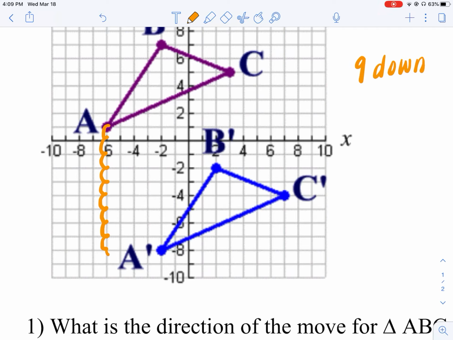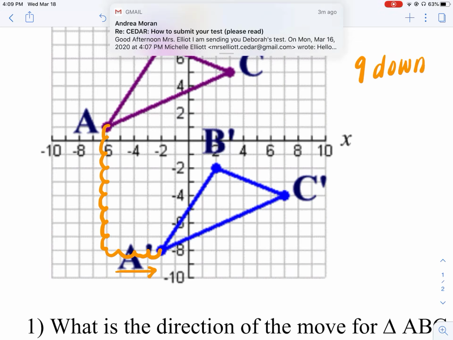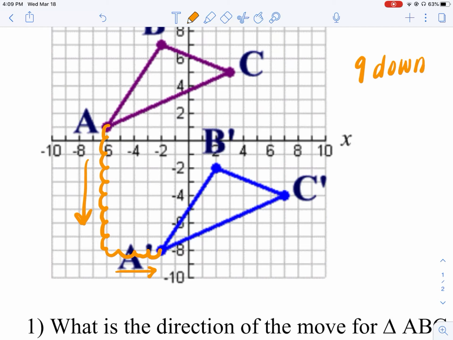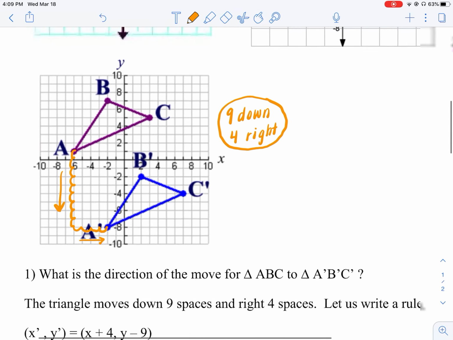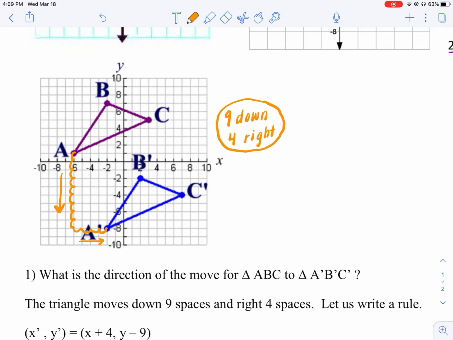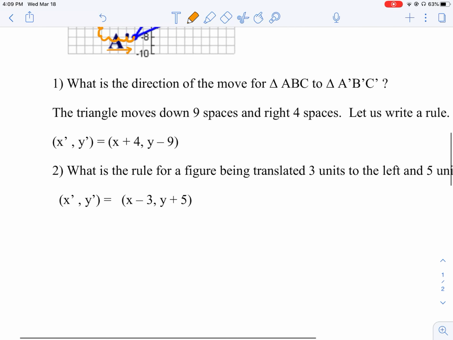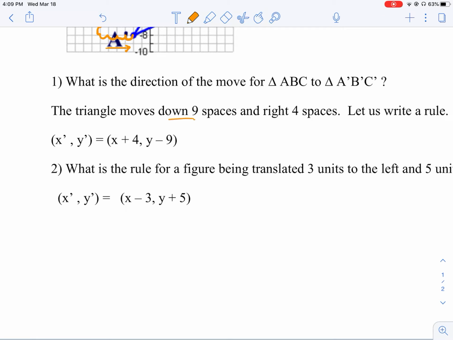And then it went 1, 2, 3, 4 in which direction? To the right. So it went 9 down and 4 to the right. And that is your answer. Now, in your book, they're going to ask you to do a little bit more than that, and we're going to talk about it here. Here's the actual answer. 9 spaces down, 4 to the right.